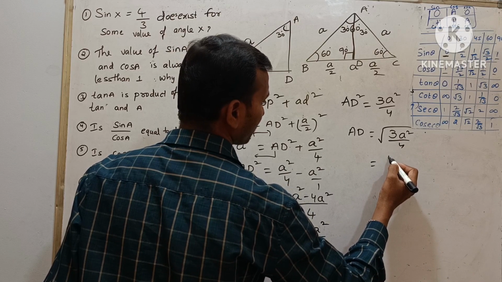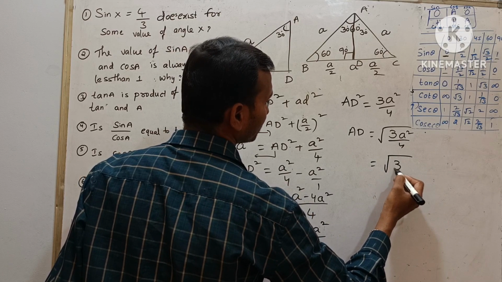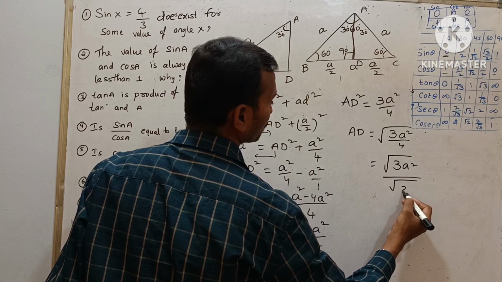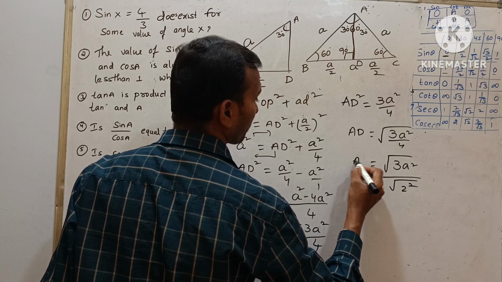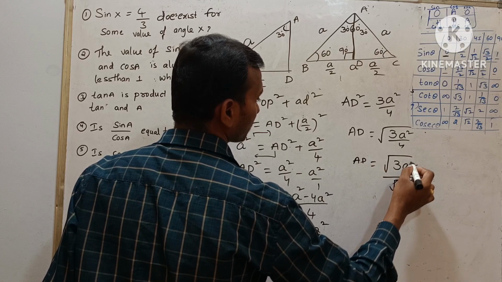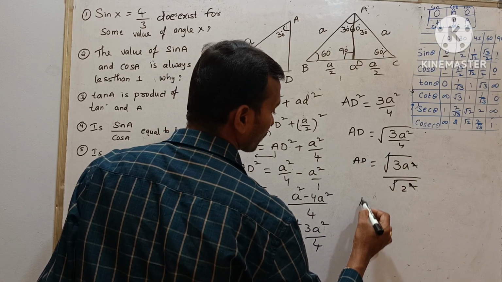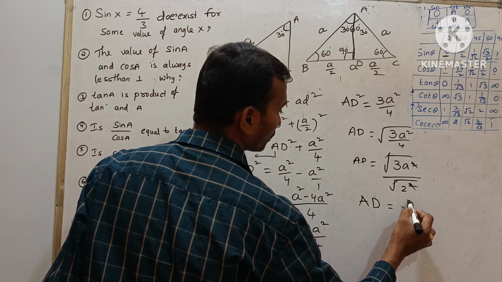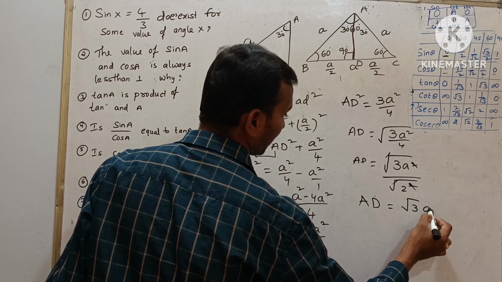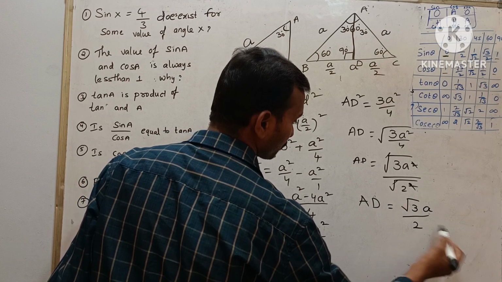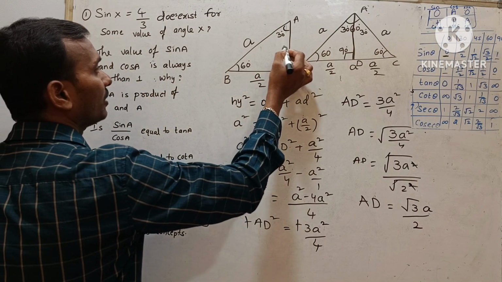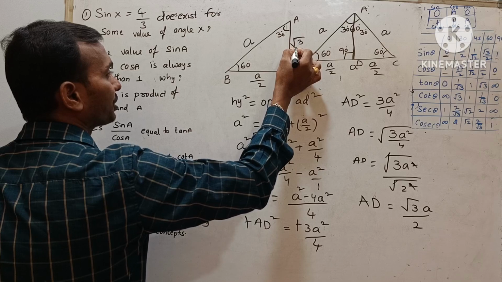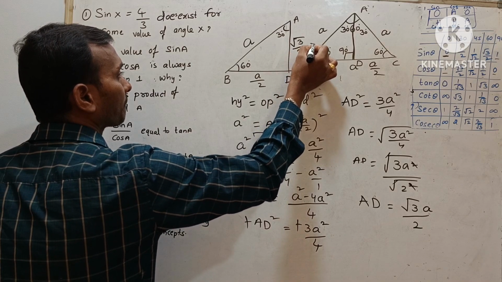Now we can write separately numerator root 3A square by the denominator 2 square, since 4 is nothing but 2 square. Square root cancels. So finally we are left with AD equal to root 3A by 2. So this is the value of AD, root 3 by 2 A.